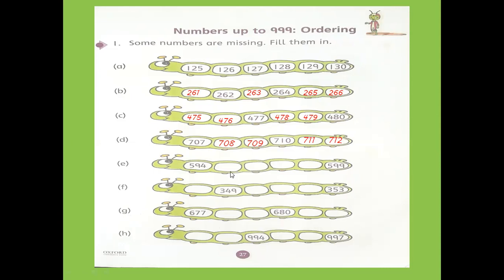Okay, now E part starts with 594, and after 4, what comes? 595 here. After 5, 6, 596. Only the last number will change. 597, 598, and 599 is given. So now read with me. 594, 595, 596, 597, 598, the last one, 599.